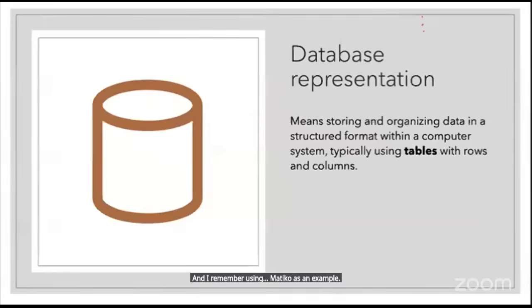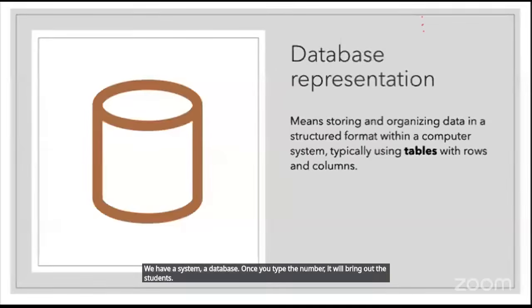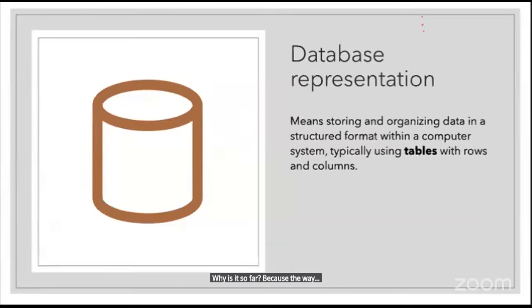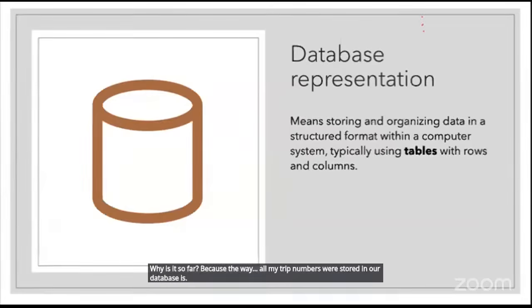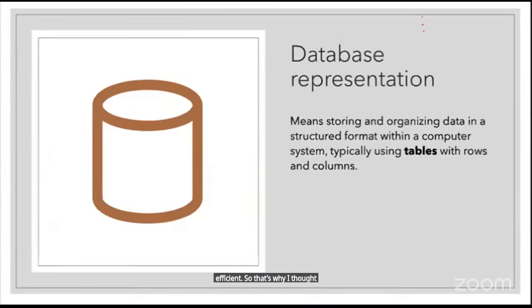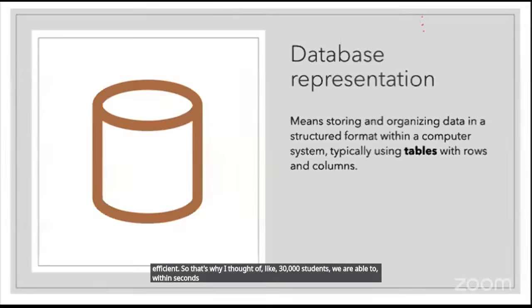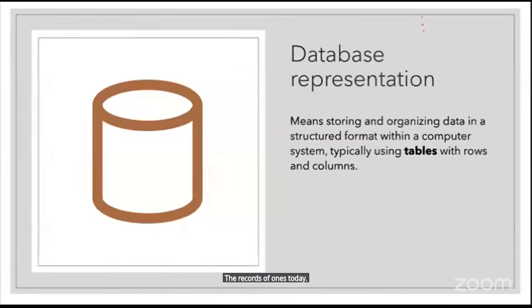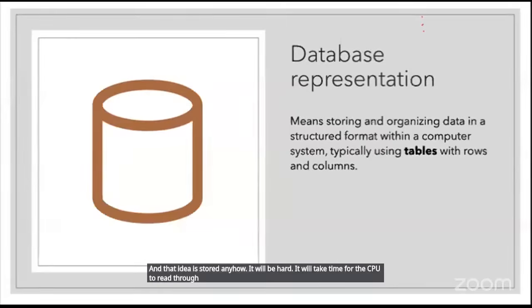Now, if I want to search for the matric number of a student in the Premier platform, we have a system, a database. Once you type the matric number, it will bring out the student. Why is it so fast? Because the way all matric numbers are stored in our database is efficient. So that's why out of like 30,000 students, we are able to, within seconds, retrieve the records of one student. Had it been that the database is poorly structured and data there is stored anyhow, it would be hard. It would take time for the CPU to read through the database to find whatever entry we are looking for.